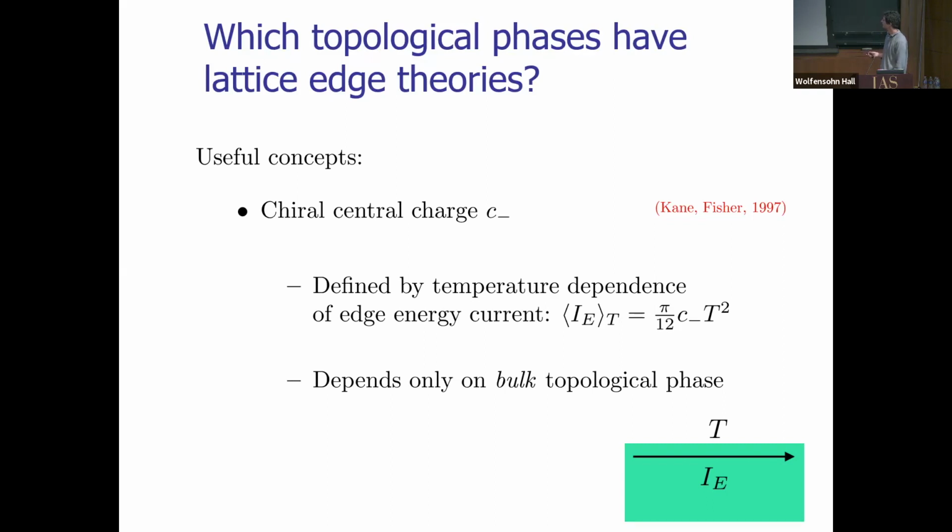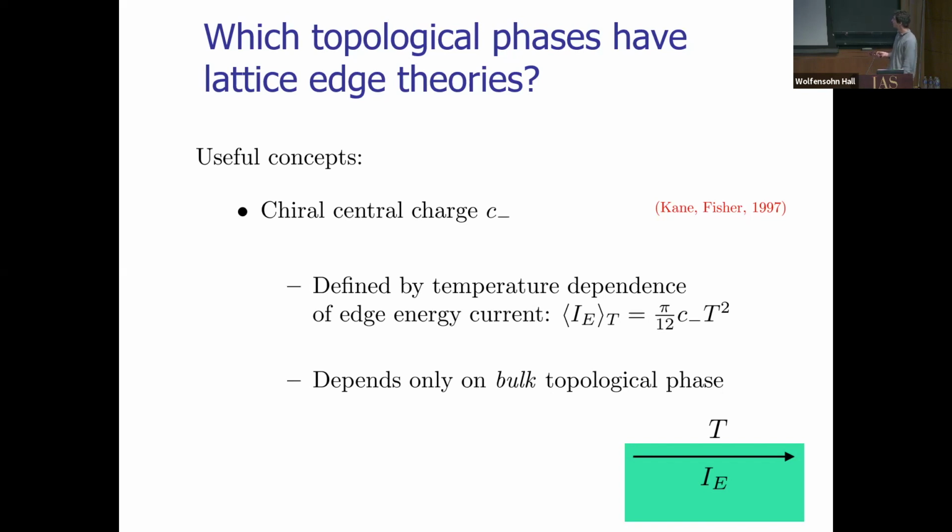And one way to define it, maybe the most physical way, is as follows. You take your topological phase, and then you imagine that you heat the edge to some temperature T. You put some heat reservoir next to the edge at temperature T, and then you look at the expectation value of the edge current at temperature T. You can argue on general grounds that this expectation value scales like T squared, and there's some constant here, and that's the chiral central charge. It's a universal number. And although it's defined in terms of an edge current, you can argue it depends only on the bulk topological phase. So it's really a bulk property of our system.